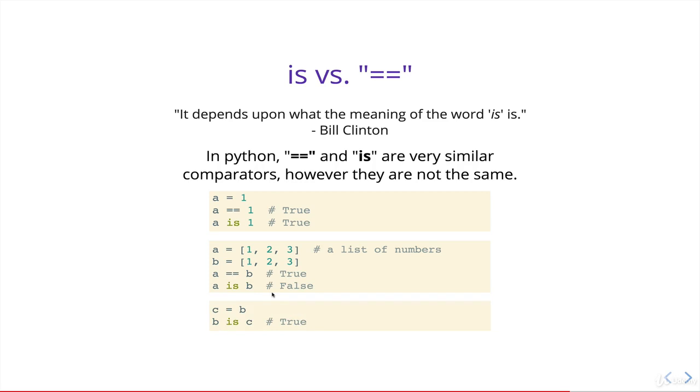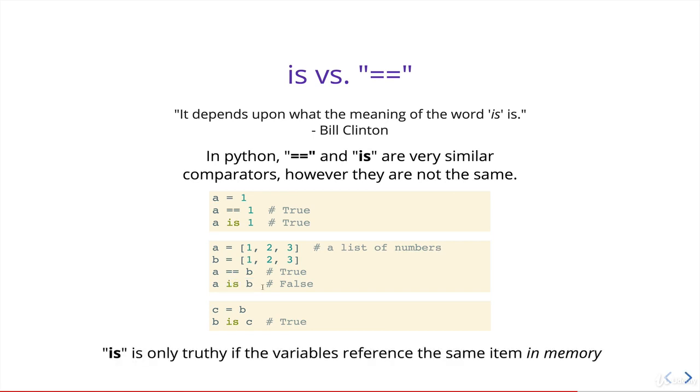So here's another example. If we take this list, b, and I make a new variable called c, and I say c is equal to b, they're now pointing to the same list in memory. So b is c is true. It sounds kind of like a tongue twister, or rather, like gibberish. But the key thing, again: double equals checks values. is checks memory. is is only truthy if the variables reference the same item in memory.